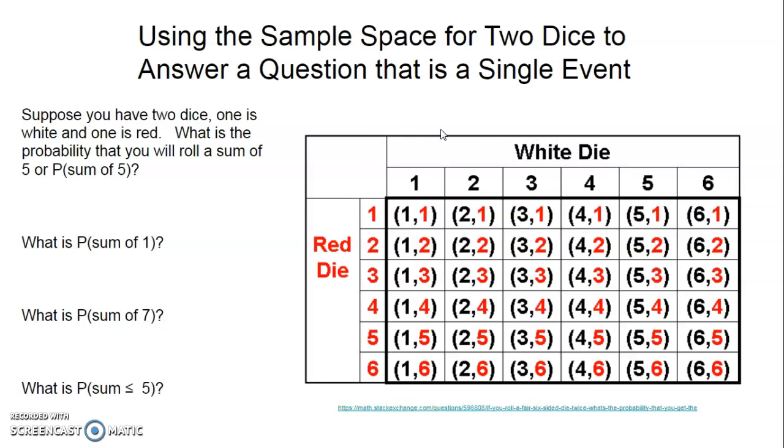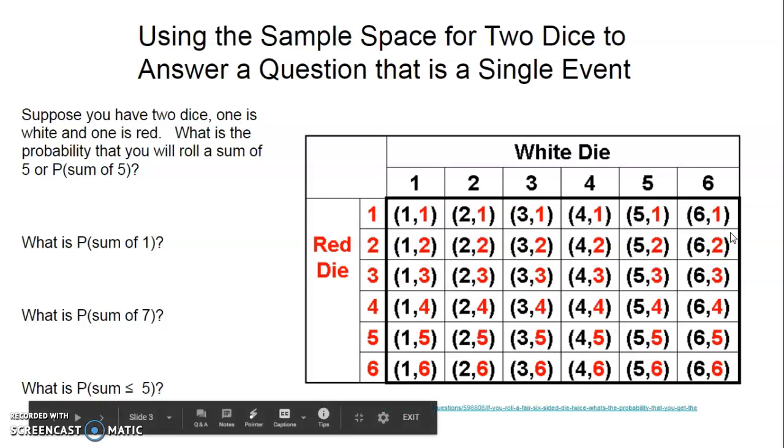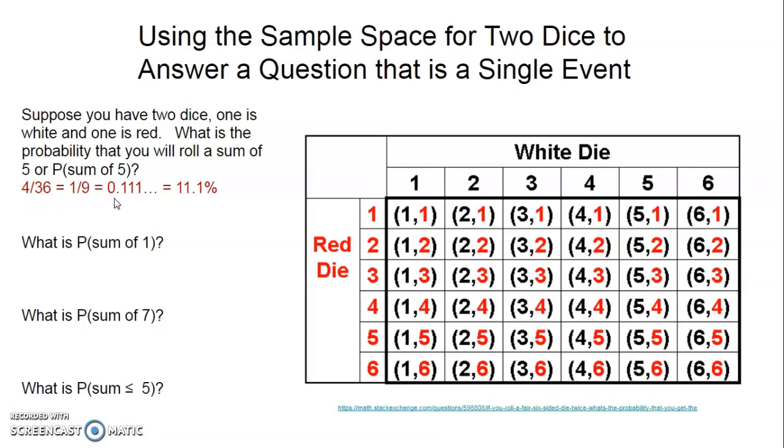That would be true even if these were the same color. I think actually having different colors makes it clear that there's really two possibilities for a 2 and a 3. You can flip the dice. But anyway, you can see there are 4 possibilities out of 36 for getting a sum of 5. So when we write that out, I reduce this to 1/9. As a decimal, that's 0.1 repeating. So I rounded that to 11.1%.